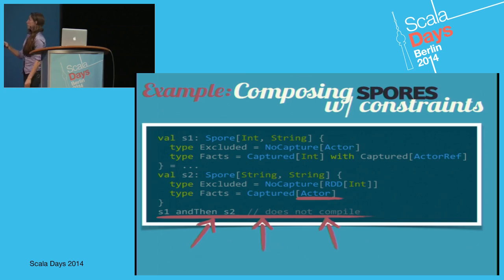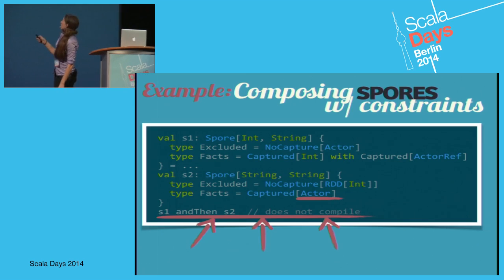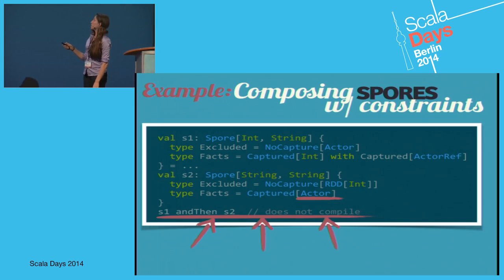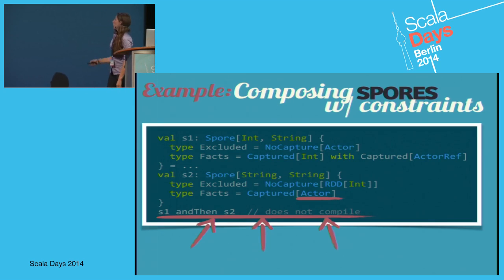You wouldn't actually write this necessarily, but basically, if you have some spore that has this type member as a don't capture an actor, and then here this guy S2 captures an actor, but doesn't want you to capture an RDD, which is the distributed list or array thing that Spark has. But it captures an actor. If you try to compose these things, then it will happily tell you, okay, you probably shouldn't do that. It's probably a bad idea.